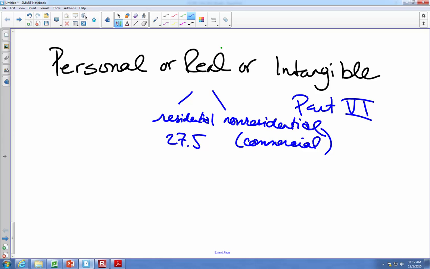Non-residential or commercial, 39 years. What part do these show up on? Take a second, look at your 4562. Start to familiarize yourself with it. And it totally depends upon whether you bought it this year or any other year before this year.